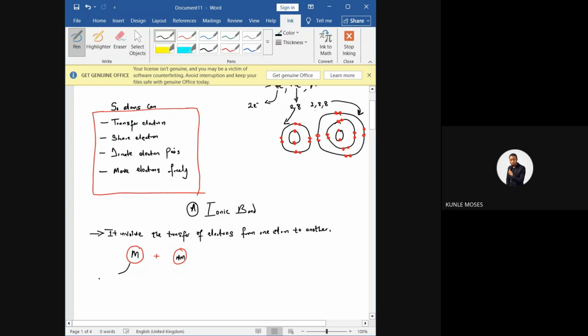Is that taken? So ionic bond occurs between metal and non-metal. The metal loses electrons, and they are the positive ion. Please don't forget that they are the positive ion. While the non-metal gains electrons, and they are the negative ion. So that means there is an opposite charge between them.